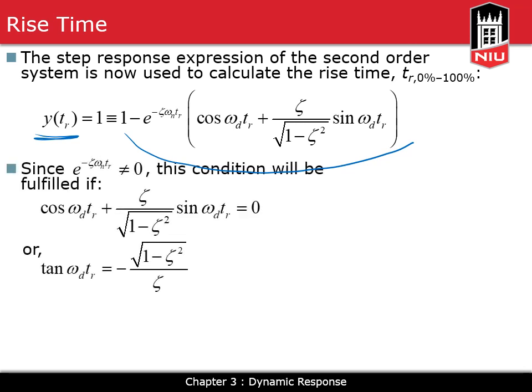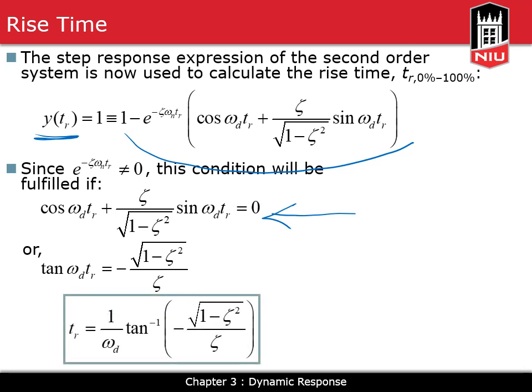So I just need to set that equal to 1 and solve it. The ones on the two sides will be canceled out, and this equation in the first row will be true if this second equation holds. This second equation is only valid if the tangent of omega d times tr equals negative square root of 1 minus zeta squared over zeta. So keep that in mind. Again, I'm going over the intermediate steps quickly because we just want to get to the answer.